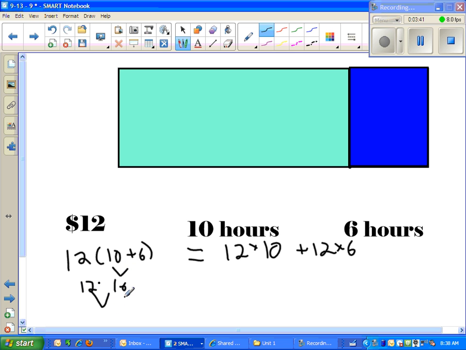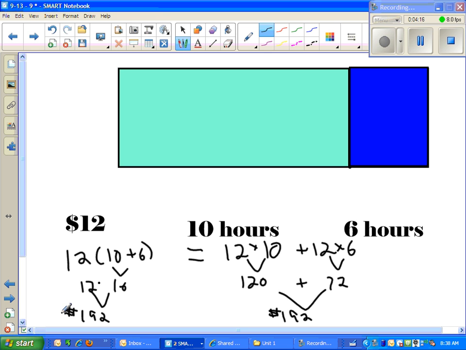12 times 16, remember the dot can also be used for multiplication. 10 times 6 is 60. 6 times 2 is 12. 72. Looks like I made $192 in 2 days. Not too shabby at all. Don't forget in the real world that tax would be taken out of this.